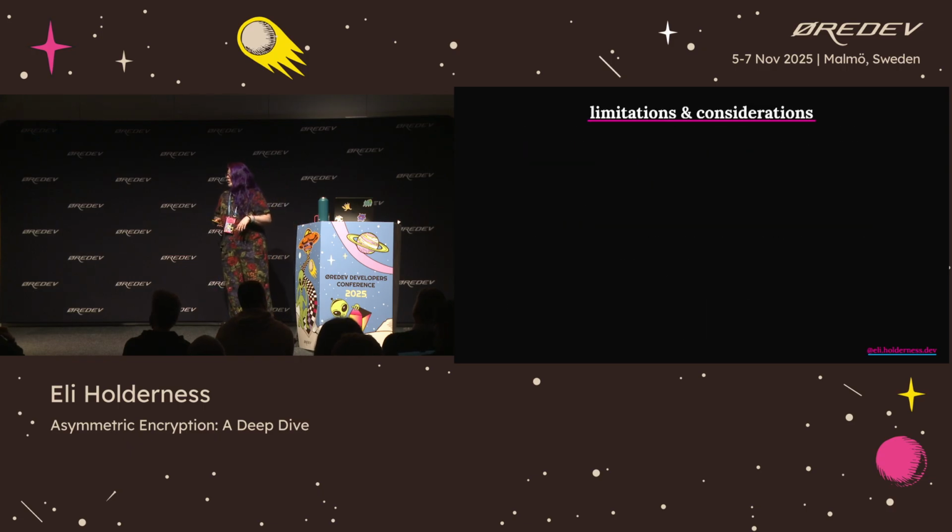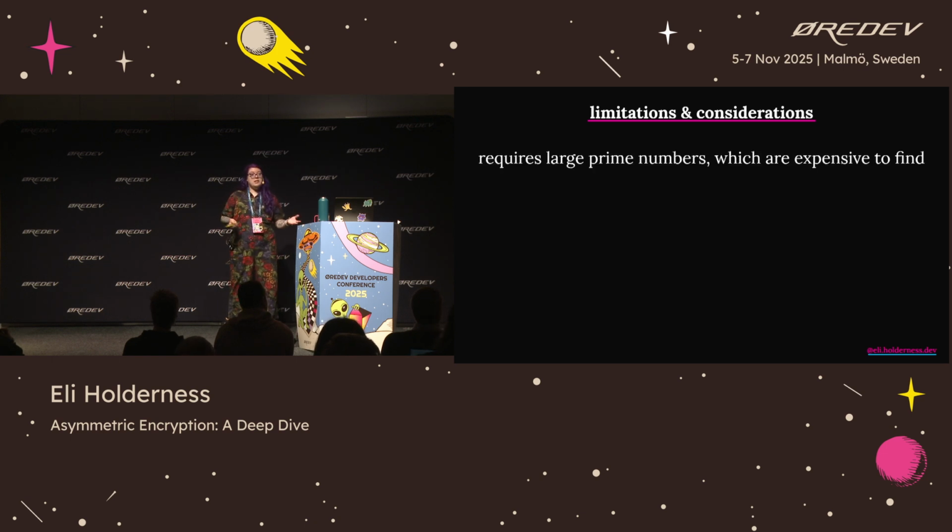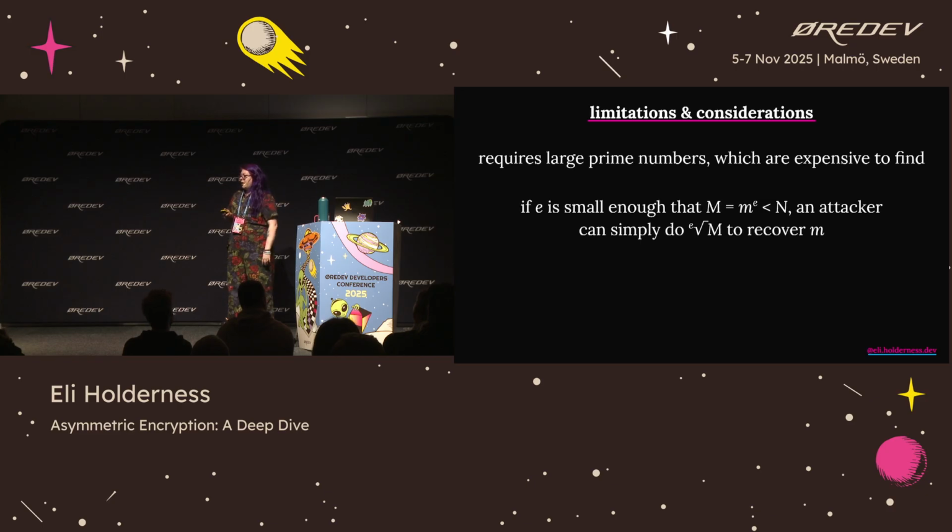So, limitations and considerations of this. It requires large prime numbers. It requires that you keep them fairly secret, because if there are lots of publicly known very big prime numbers, people could do a brute force attack on your public key. These can be expensive to find. We don't actually use the biggest prime numbers that have ever been found for this, partly because they're public and also because of various other complex maths considerations.